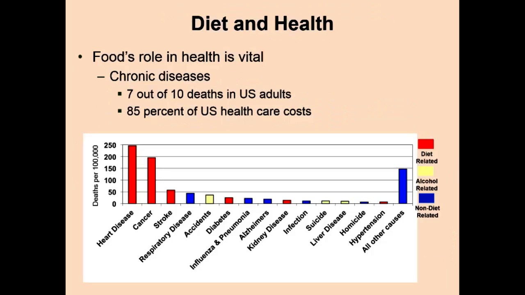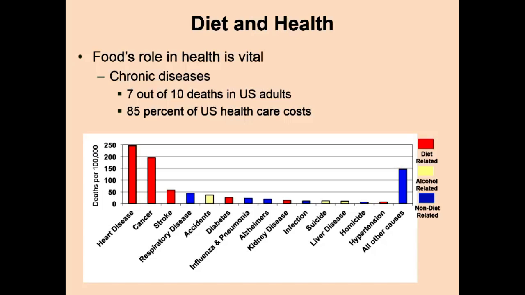Foods play a vital role in supporting health. Early nutrition research focused on identifying the nutrients in foods that would prevent common diseases such as rickets and scurvy.